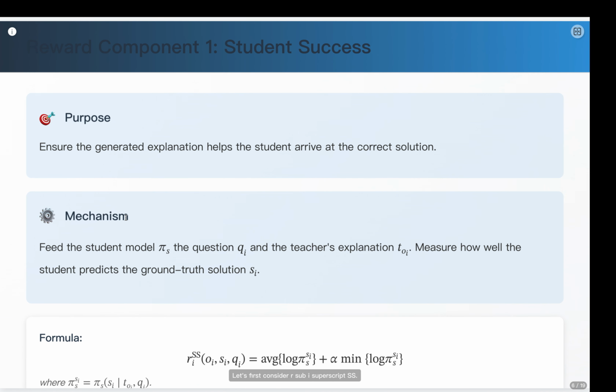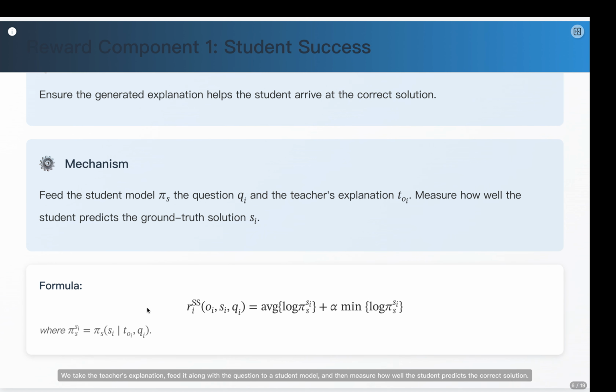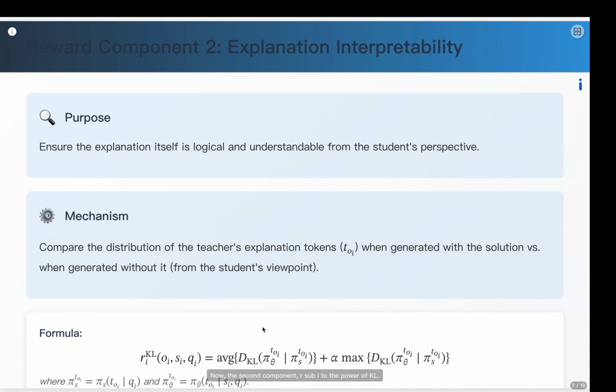Let's first consider R_i^SS. Its purpose is straightforward: to ensure the teacher's explanation is genuinely helpful. We take the teacher's explanation, feed it along with a question to a student model, and then measure how well the student predicts the correct solution. If the student understands the explanation, it should be able to reach the correct answer. The formula uses both average and minimum log probabilities. Why might this combination be important? Could it be to ensure that even the most challenging parts of the explanation are understood, rather than just the easy parts?